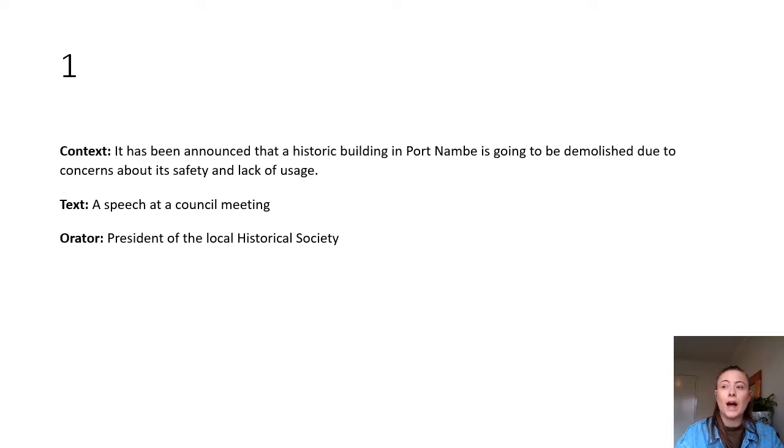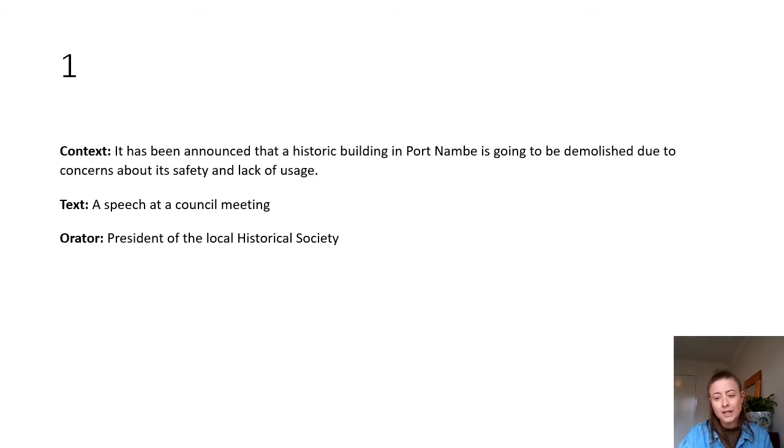If the orator was a spokesperson for a new company that wanted to open up in the area, I might be more likely to think that they're going to support the demolition of this building to make way for a new building. But because it's someone in a historical society, I think it's more likely that they're going to be supporting that the building is going to be repaired and used, or that the building has really significant value to the town that needs to be acknowledged.